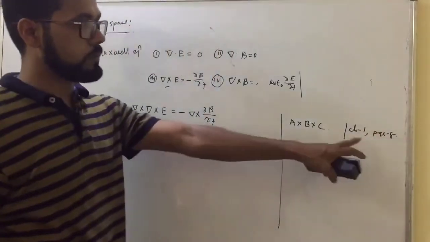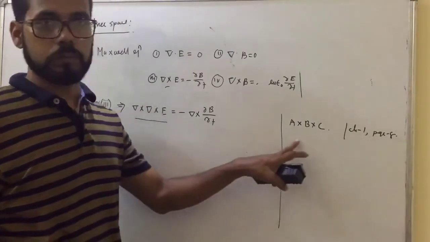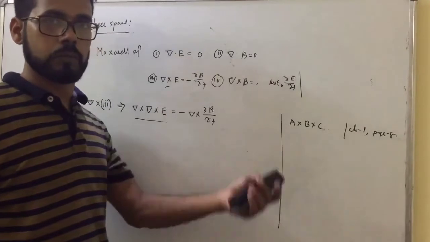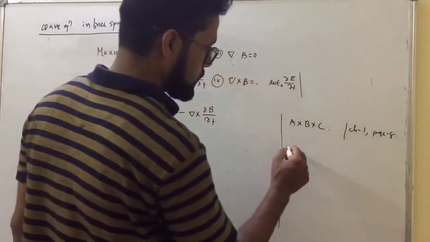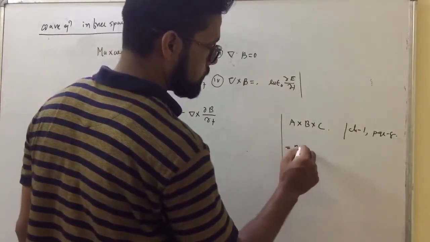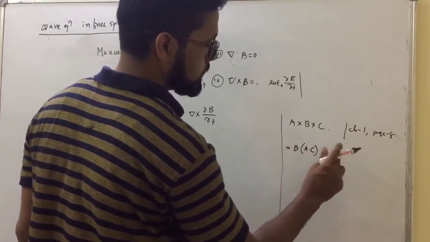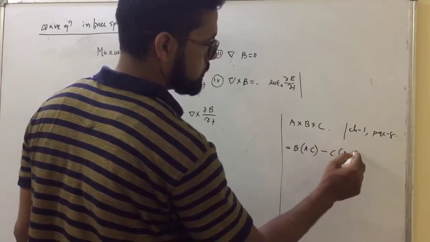Okay, if you see the David Griffiths book, page number 18, you will find the vector triple product. Scalar triple product is also there. Scalar triple product means it is a polynomial. So the vector triple product formula: B into A dot C, minus C into A dot B. This is the formula.